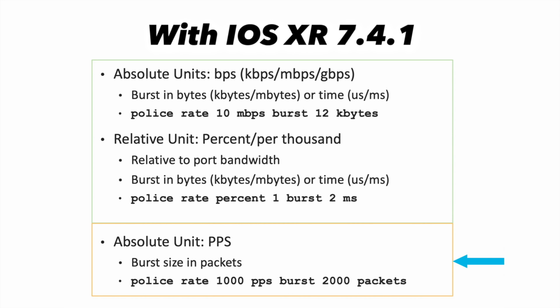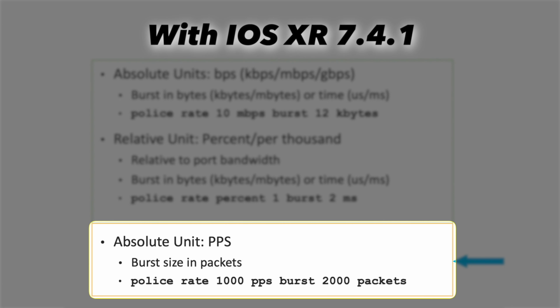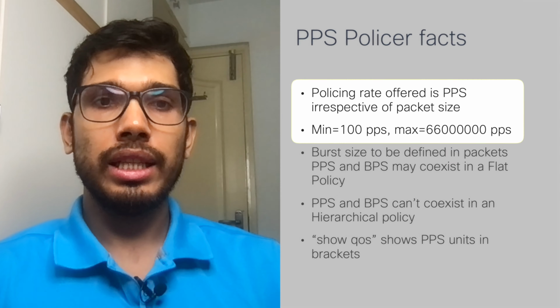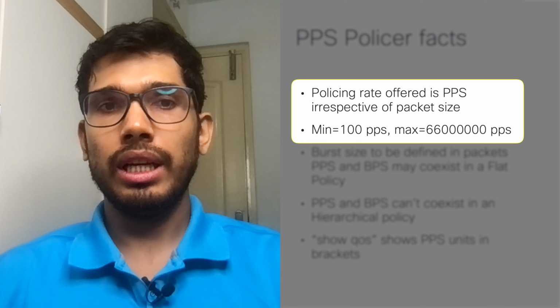With 7.4.1, a new unit for the policers is introduced, that is packets per second. The burst size for these policers is also defined as an absolute number of packets. The policing rate that is offered is in packets per second irrespective of the size of the packet. The burst size that is defined has to be in packets.